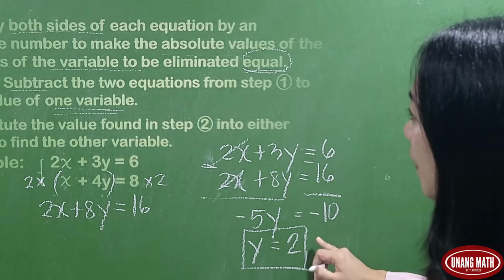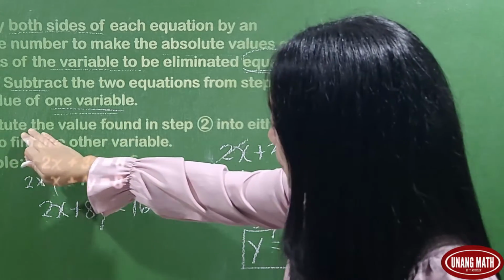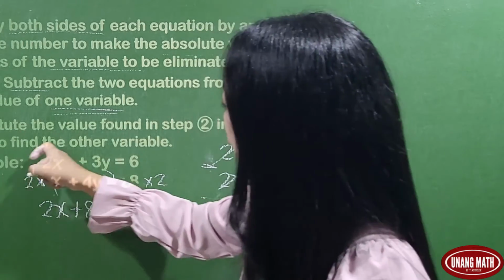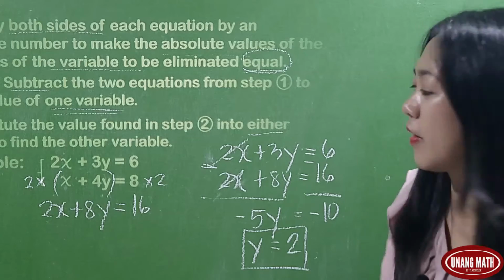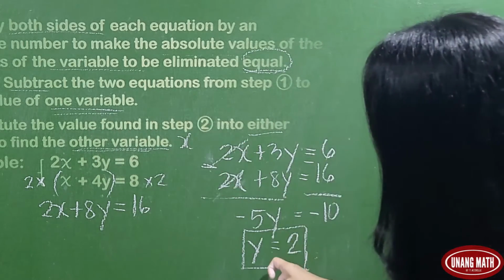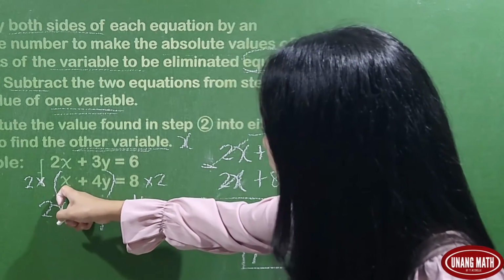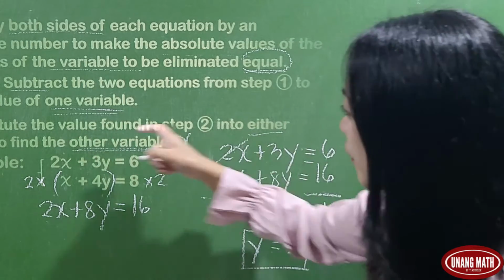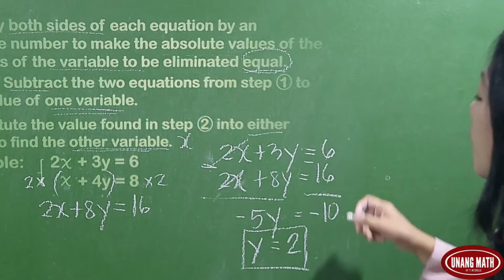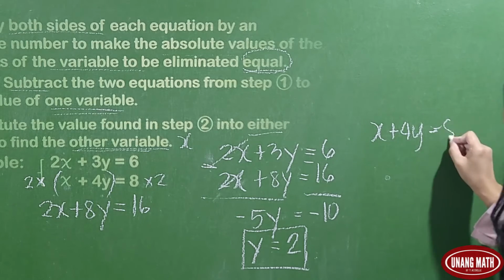Okay, we are now going to move to the third step. We will substitute the value found in step 2 into either equation to find the other variable. So we are looking for the value of x. Let's just use this equation, x plus 4y is equal to 8.